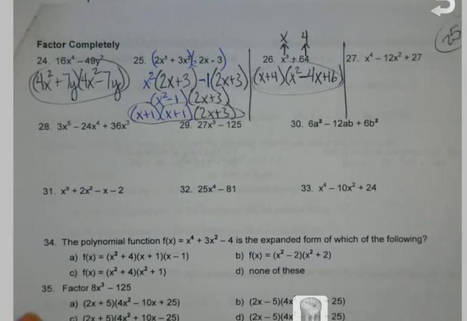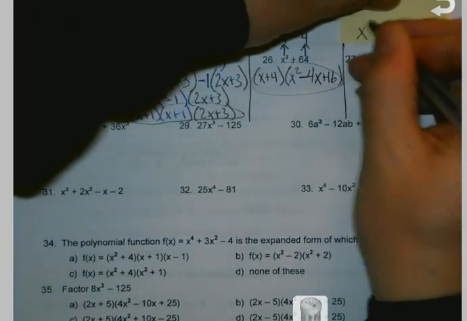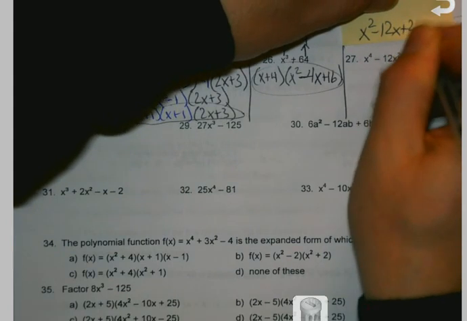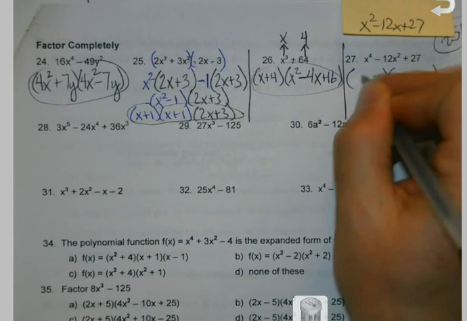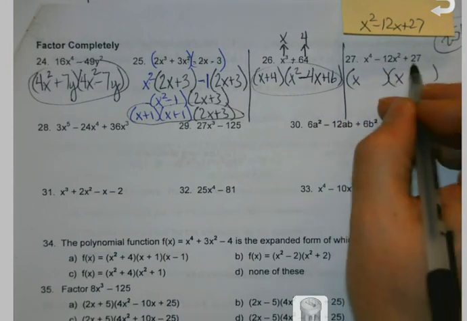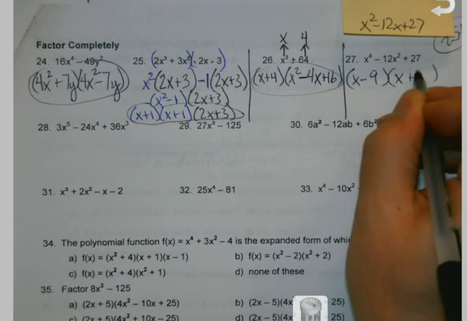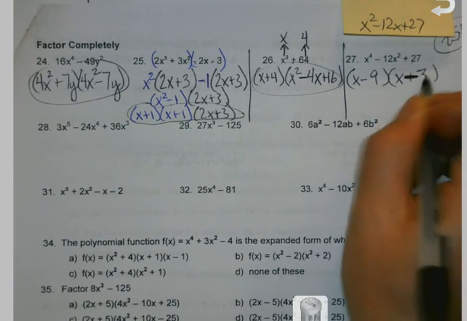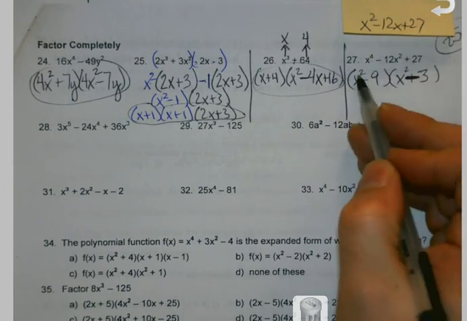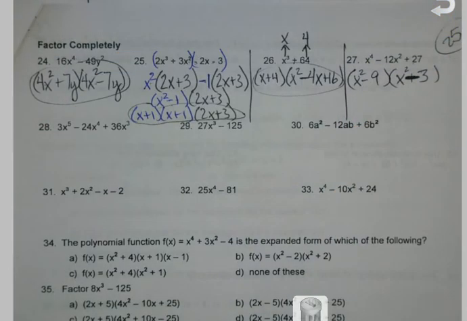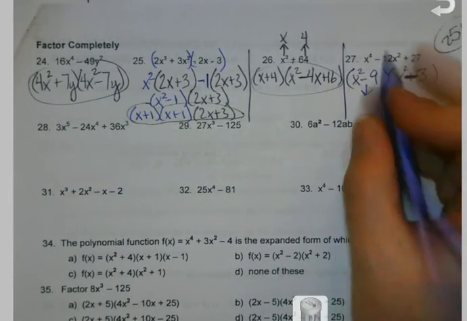27, same thing. Don't let the 4th get to you. Treat it just like it's x squared minus 12x plus 27. Use a diamond. X and x. What multiplies to 27 and adds to negative 12? Negative 9 and negative 3. But these are both x squareds instead, because 2 plus 2 gets me to 4. But again, be careful. Do either of these break down? Sure. Difference of squares.